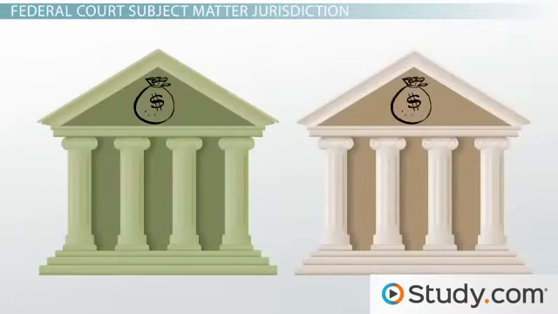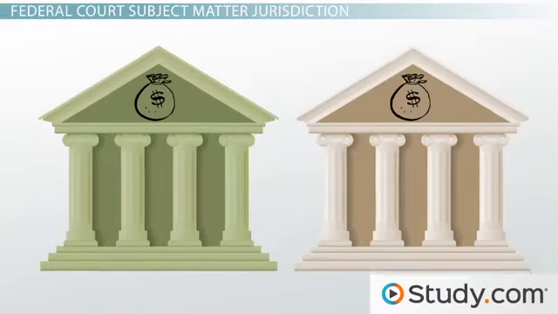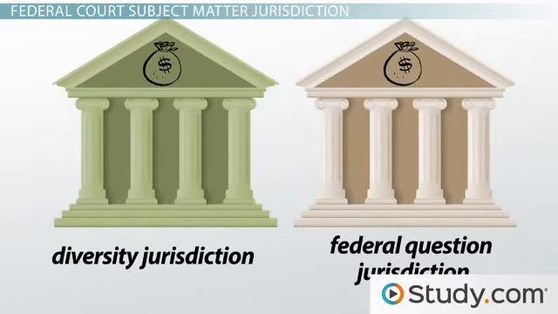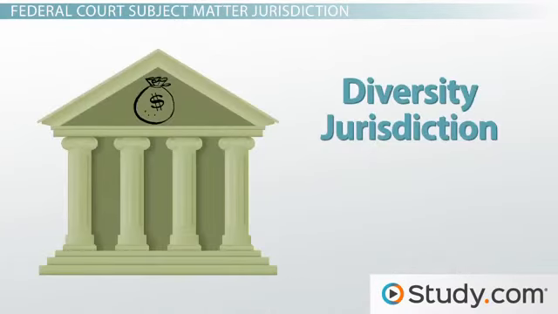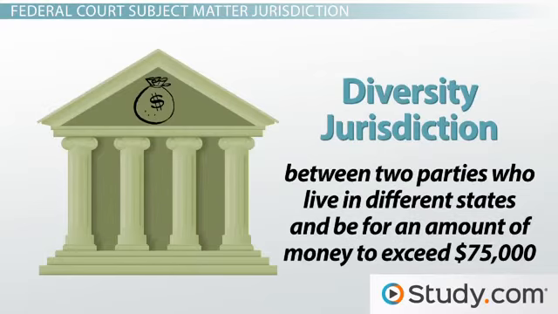In federal courts, there are two types of subject matter jurisdiction: diversity jurisdiction and federal question jurisdiction. Under diversity jurisdiction, the claim must be between two parties who live in different states and be for an amount of money to exceed $75,000.